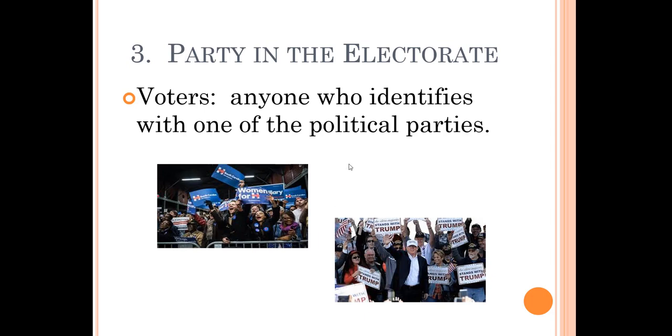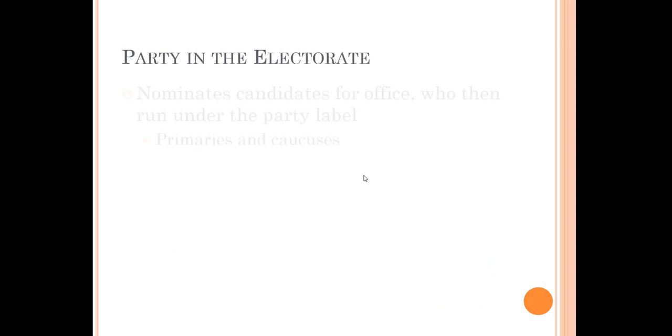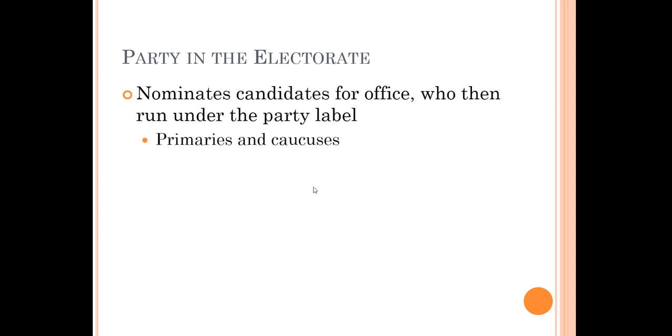If you're a Republican, you're part of the Republican Party in the electorate. And even if you consider yourself independent, if you usually vote Democratic, you're still pretty much part of the Democratic Party in the electorate, and same thing on the Republican side. The party in the electorate plays a role not only in electing candidates for office, but also nominating candidates for office. And that's done primarily through what we call primaries and caucuses, which are described in your textbook.